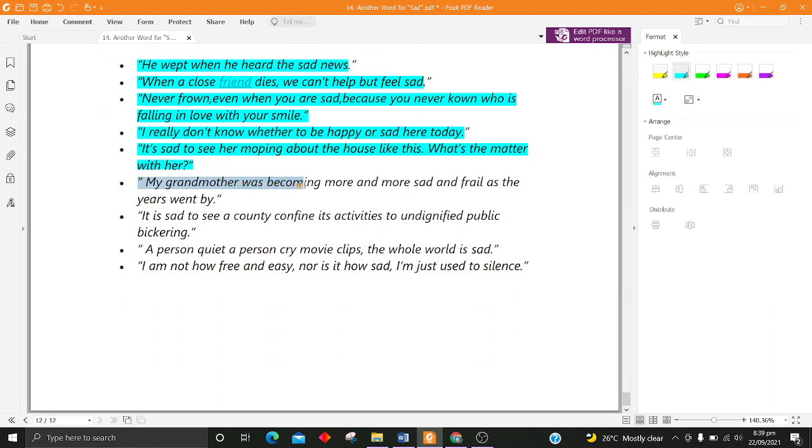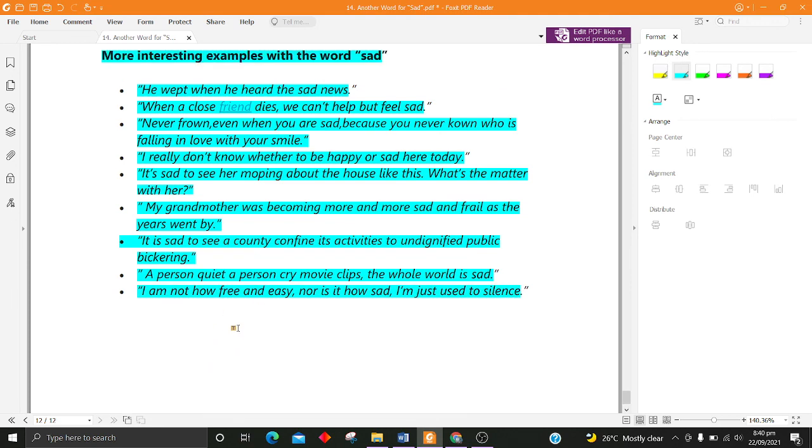My grandmother was becoming more and more sad and frail as the years went by. It is sad to see a county confine its activities to undignified public bickering. A person quiet, a person cry movie clips, the whole world is sad. I am not how free and easy, nor is it how sad. I'm just used to silence.